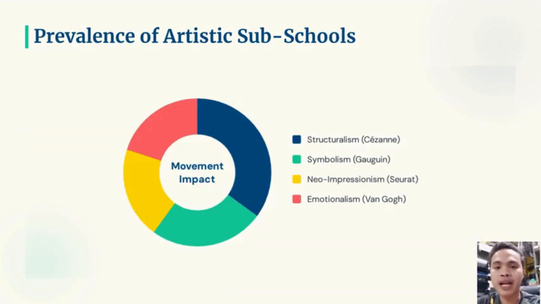So we have here prevalence of schools. These charts show how the movement was divided. Some artists focus on structure, some on symbols, and some on pure emotion. All these different paths help create the many styles of art we see today.